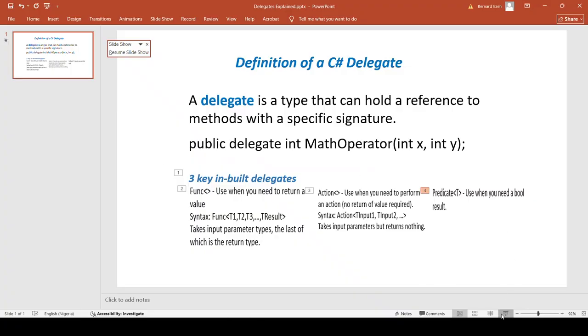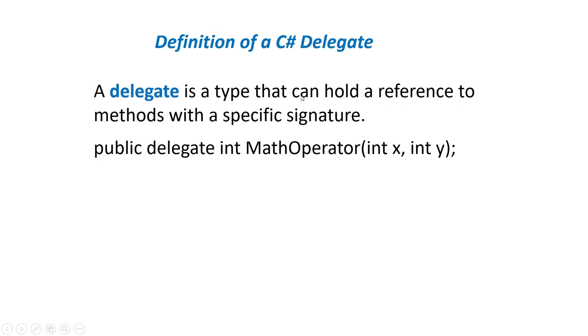So what is a delegate in C#? A delegate is a type that can hold a reference to methods with a specific signature. Like we discussed earlier, a delegate is defined as a type. Up to this point in our programming work, you would probably have seen that we use variables a lot, for different data types. We use variables to represent integer, string, and things like that.